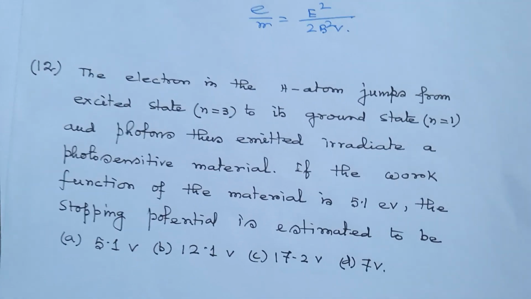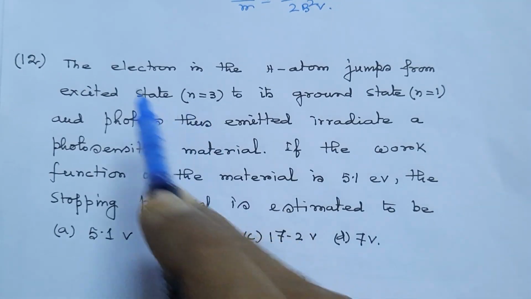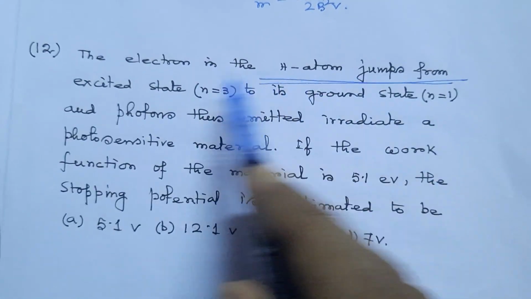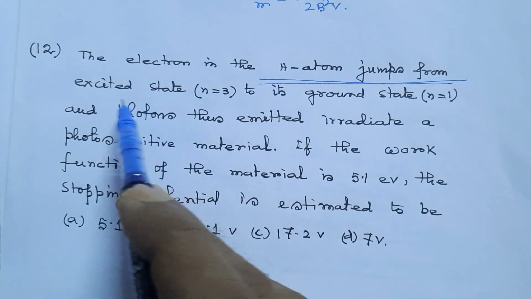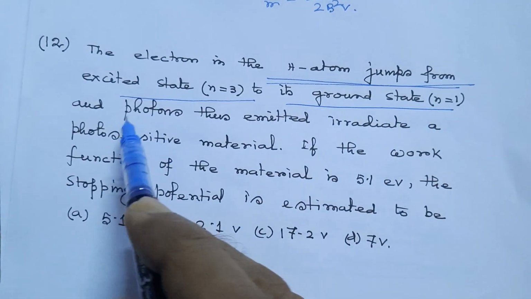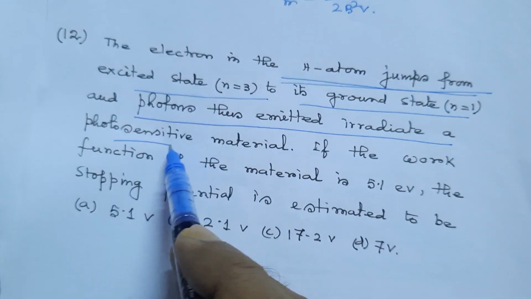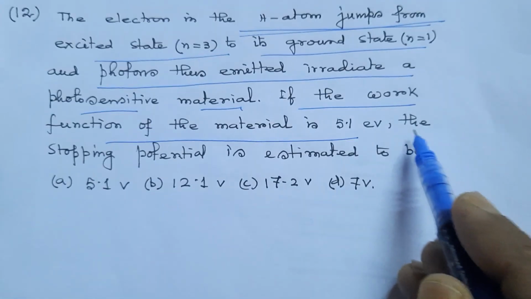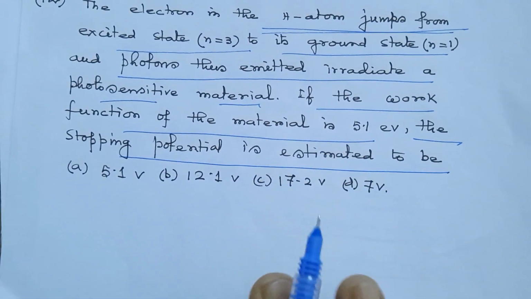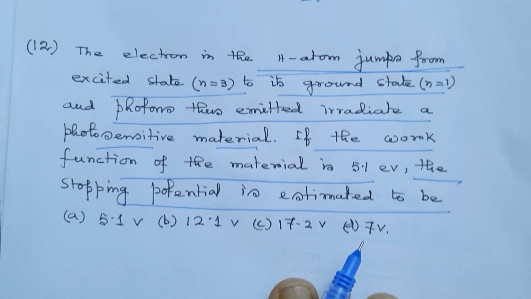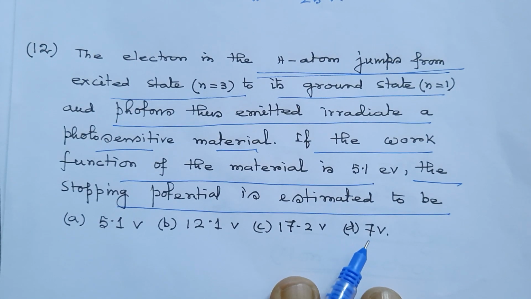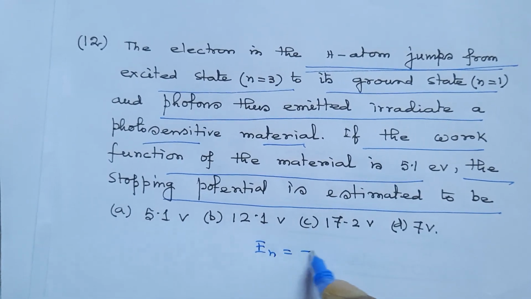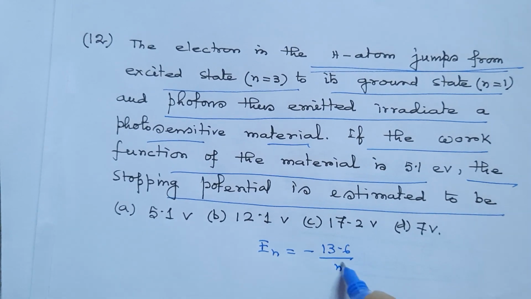Now let us see question number 12. The electron in the hydrogen atom jumps from excited state n equals 3 to the ground state, and photons thus emitted irradiate a photosensitive material. If the work function of the material is 5.1 electron volt, the stopping potential is estimated to be. Then let us see the energy of the electron in the third orbit as well as in the first orbit. In the nth orbit, energy En equals minus 13.6 by n square electron volt.